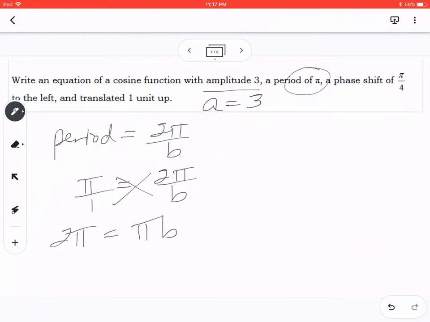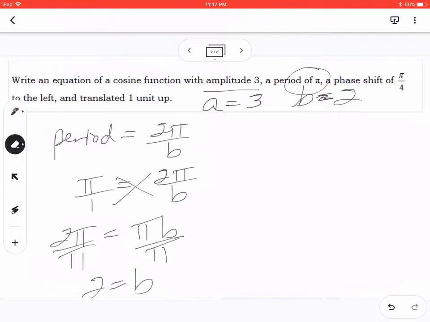And to get b alone, we're going to have to divide by pi on both sides, meaning that our b value is 2. So they gave us the period was pi, but the frequency is 2. We had to work backwards to figure out what the frequency was. And now we're going to piece together the rest here.